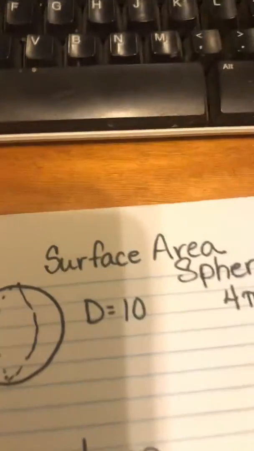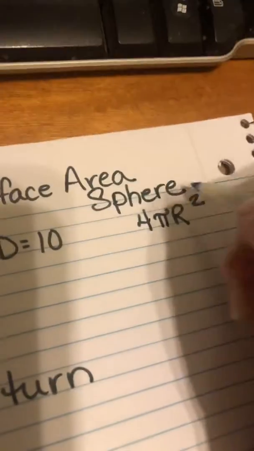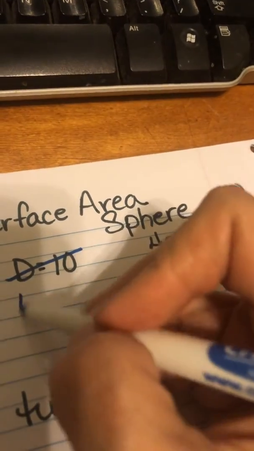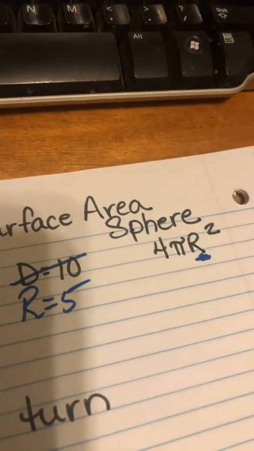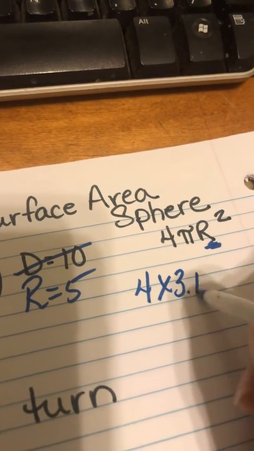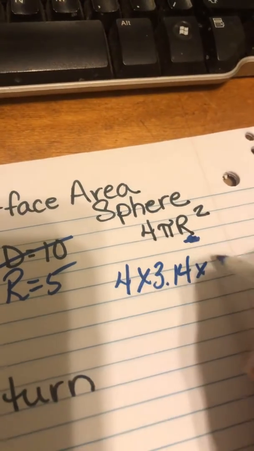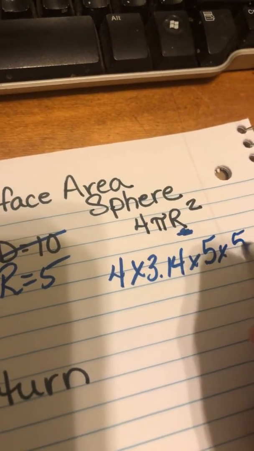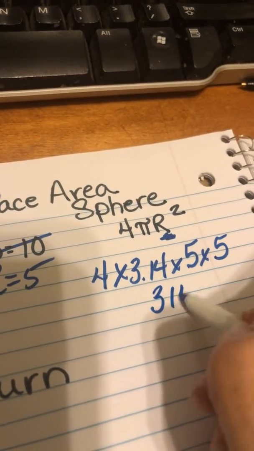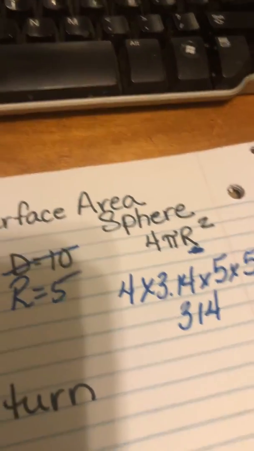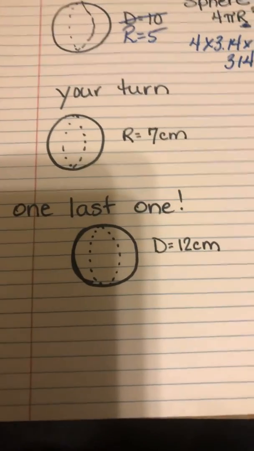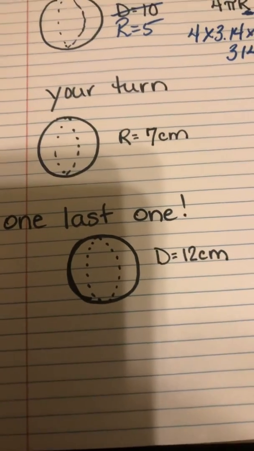Let's do one more. I have the diameter. I know my formula is 4 pi r squared, so I can't use diameter. I've got to cut that in half, and I'm going to use 5. So in my calculator, I'm going to say 4 times 3.14. My radius is 5. I'm going to write it 2 times, and when I'm all done, I get 314. Oh, nice even number. I have 2 for you to do. Go ahead and pause and do those for me.